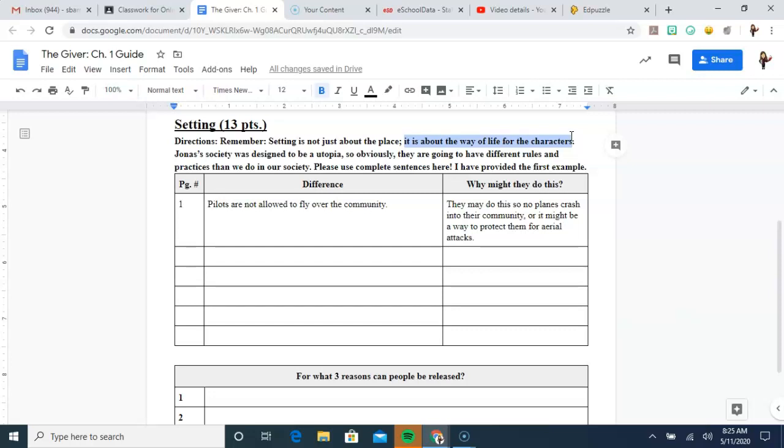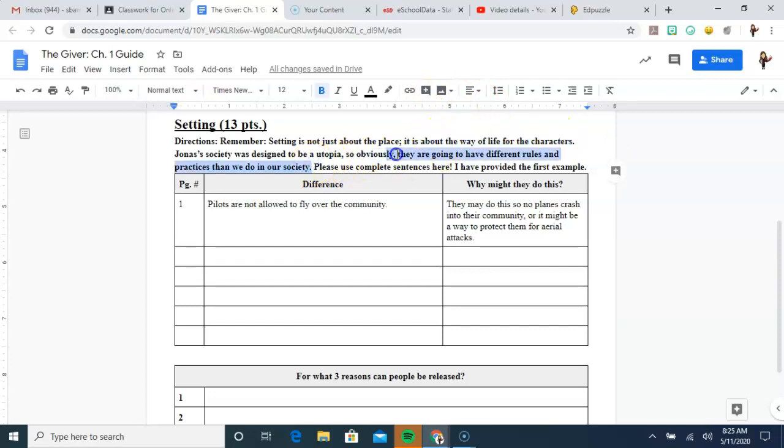She had a well where she had to pump water, again, because they didn't have running water. So, there are so many other things that we could talk about that were different. So setting includes that context in which they're living, not just the place. So I don't want you to focus on place for this activity. I want you to focus on what is different from Jonas' society than our society. What do they do that we don't do?